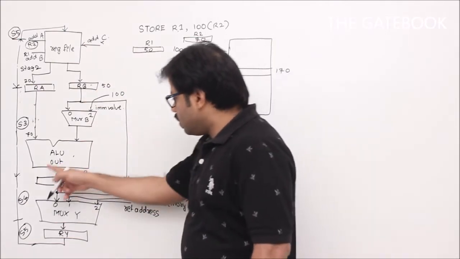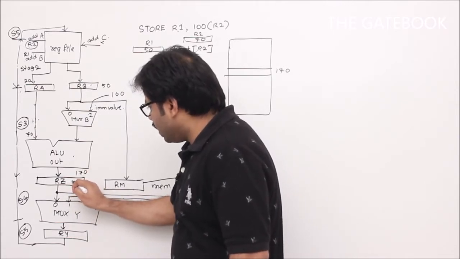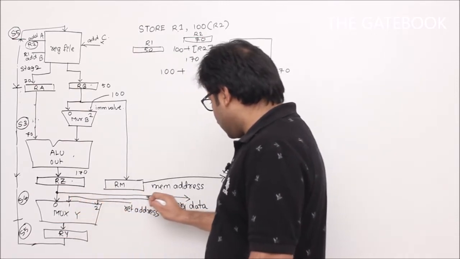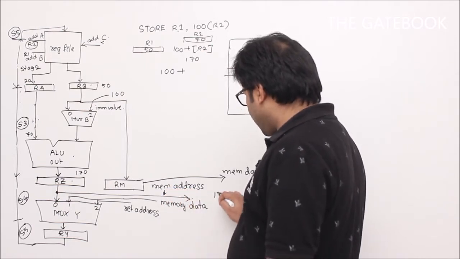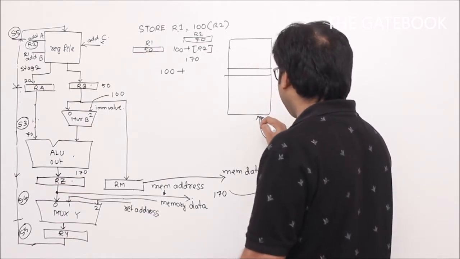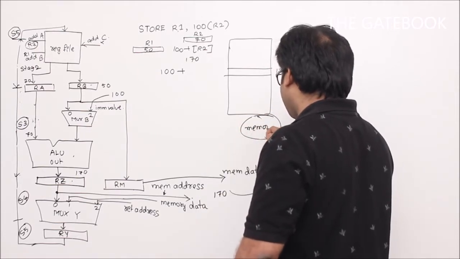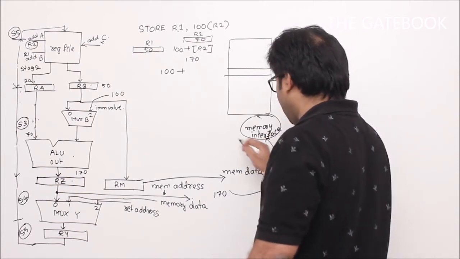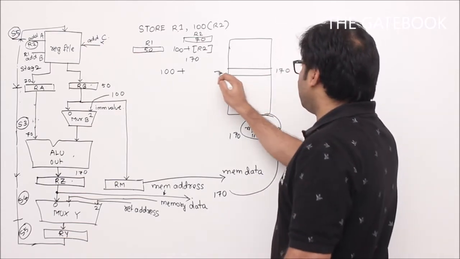Now see this 170: that will be stored in this register. After that, in the next step, that 170 will go like this, correct? So what is that? It is the memory address. So 170 is the memory address. Now this 170 is connected to your main memory. That means main memory contains an interface here, let's say the memory interface. The job of the memory interface is, whenever someone provides a memory address, bringing the data.